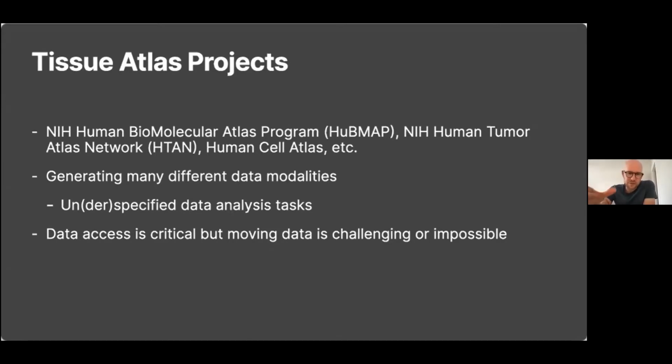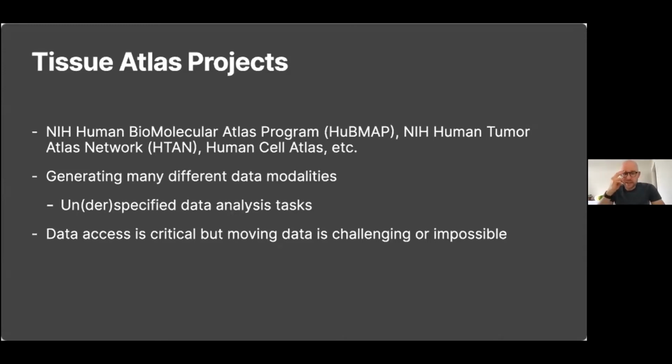There are three examples here: the NIH Human Biomolecular Atlas Program, called HuBMAP, or the NIH Human Tumor Atlas Network. Those are projects funded with tens of millions of dollars to generate data of this type that I just described across different tissues, and in the case of the Human Tumor Atlas Network, also across different cancer types. The Human Cell Atlas is a more grassroots effort to study single cell data and to essentially establish an atlas of the human body at the single cell level.